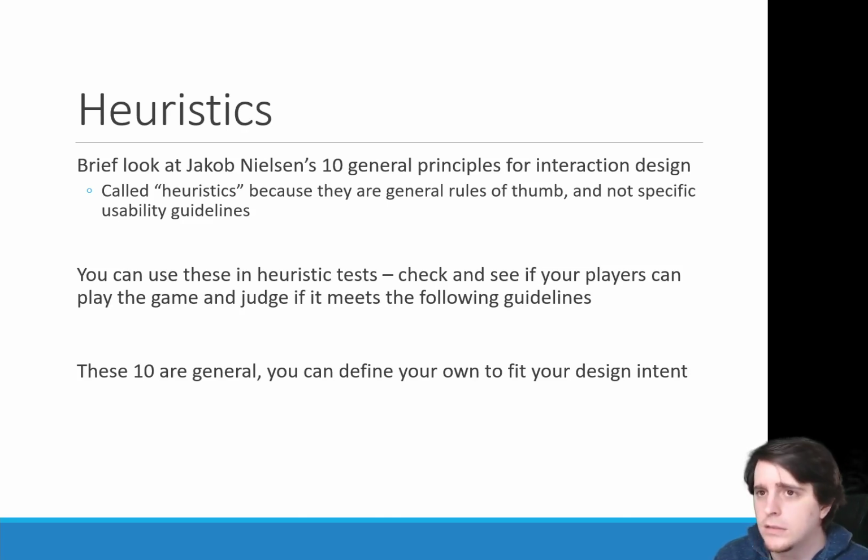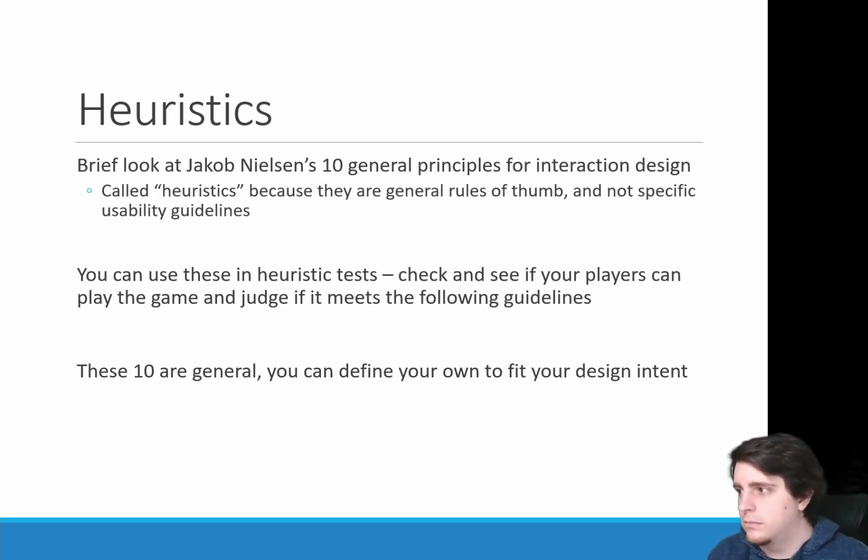They're quite famous. So we'll have a brief look at Jacob Nielsen's 10 general principles for interaction design. And in this case, they're called heuristics because they are general rules of thumb and they are not specific usability guidelines. But because they're general, you can use these in heuristic tests, which lets you basically check and see if your players can play the game without your help. And so that'll help you judge your game based on whether it does or does not meet these following 10 guidelines that Nielsen has set out.